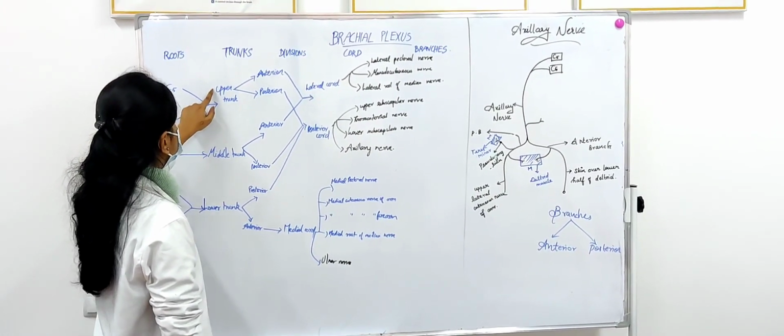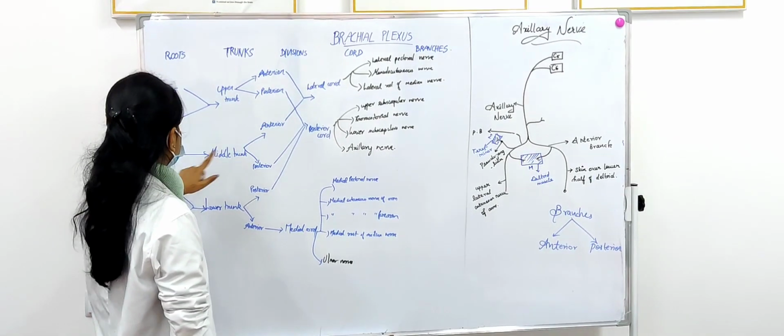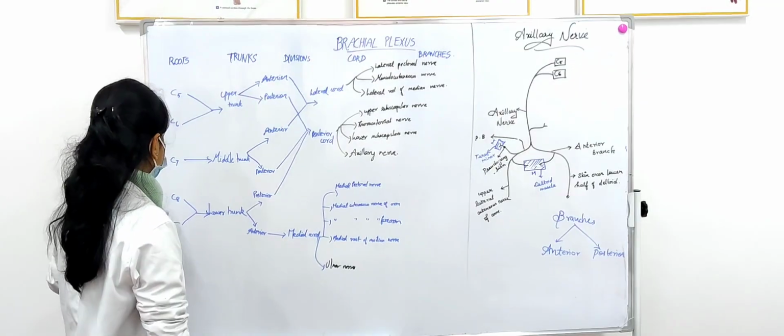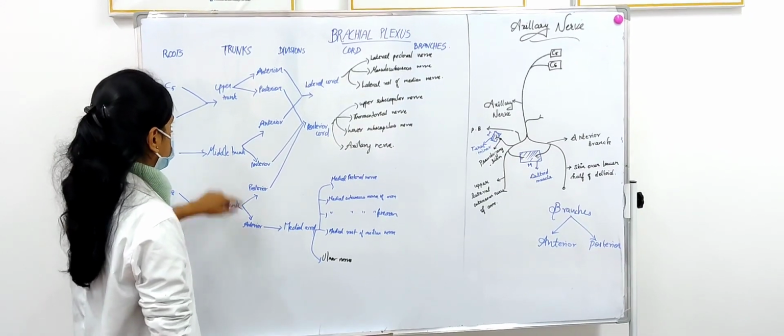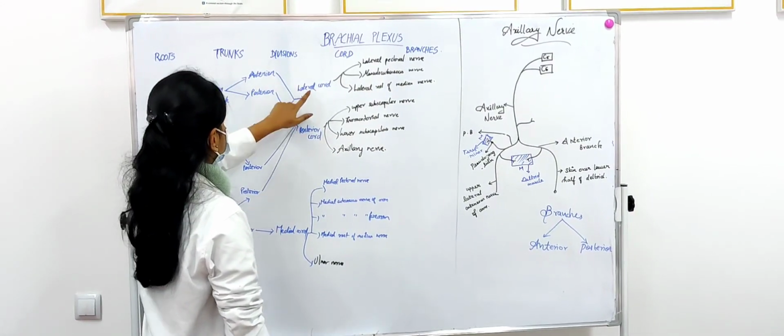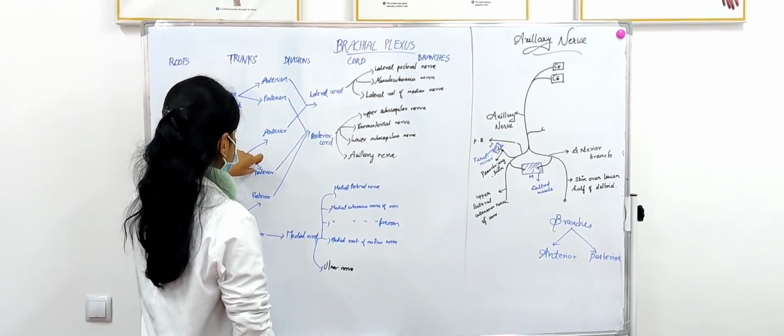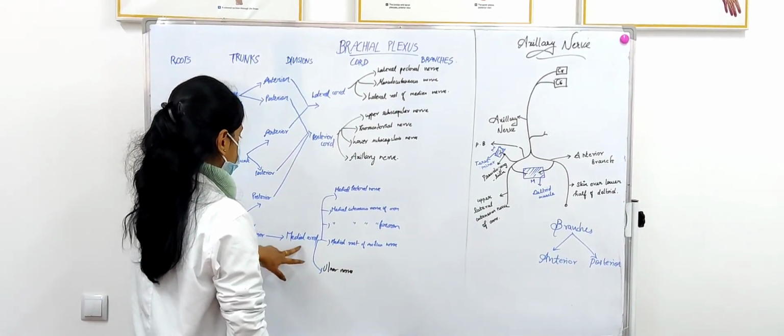C5, C6 form the upper trunk, which divides into anterior and posterior divisions; the middle trunk also divides into anterior and posterior. C8 and T1 form the lower trunk, posterior and anterior. The anterior divisions of the upper and middle trunks go to the lateral cord, the posteriors go to the posterior cord, and the last anterior one is the medial cord.